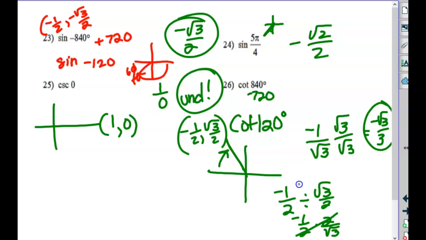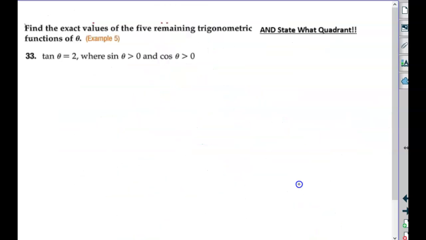Feeling good? Take your time, do a good job on that section. There's a lot of questions on that section. What else?